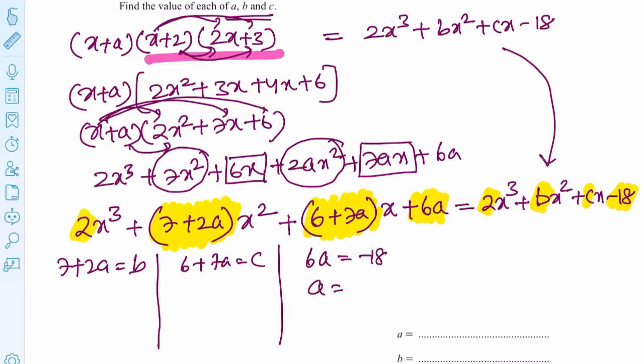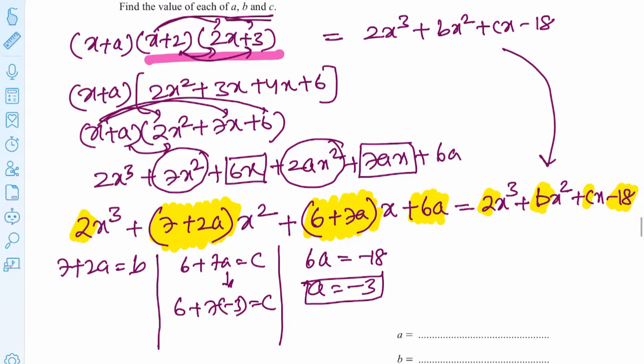So a, how to find out? Divide by 6 on both sides. So a, I got minus 3. Now we can put this value minus 3 here. So 6 plus 7 times minus 3 equals c. So 6 minus 21. So I am getting c equals, I'm sorry, this is minus 15. One second please.